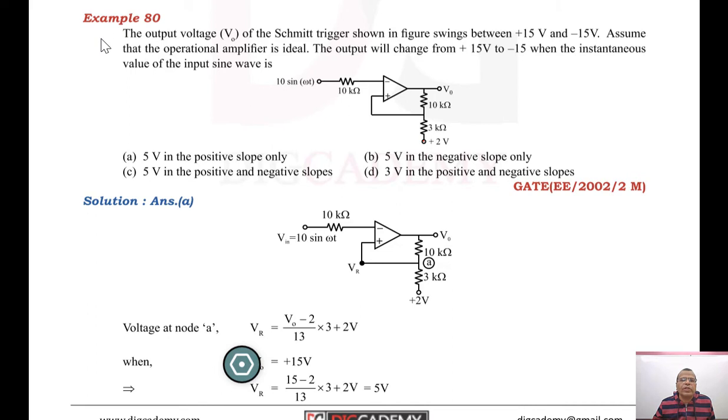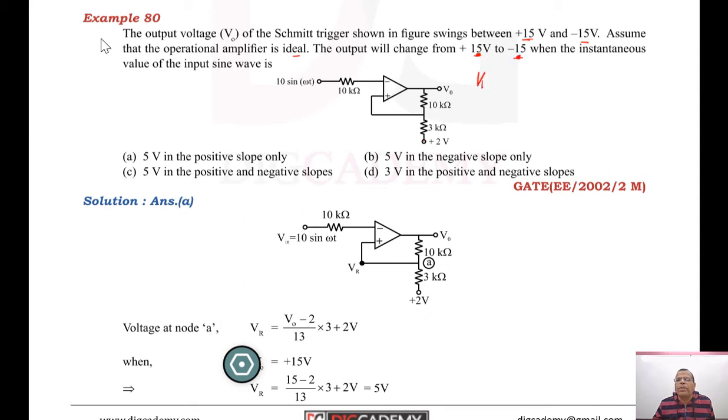next question now. We are given the output voltage of the Schmitt trigger shown in the figure swings from plus 15 to minus 15. Assume the operational amplifier is ideal. The output voltage will change from plus 15 to minus 15 with instantaneous voltage. When output voltage is plus 15, the threshold voltage is called upper threshold. When output voltage is minus 15, it is called lower threshold voltage.